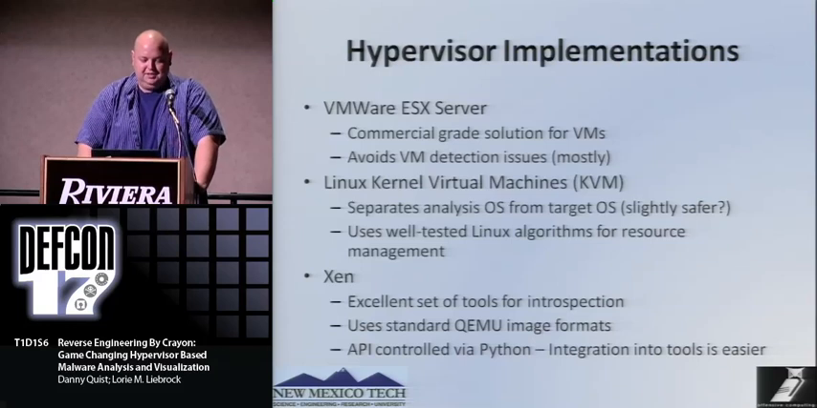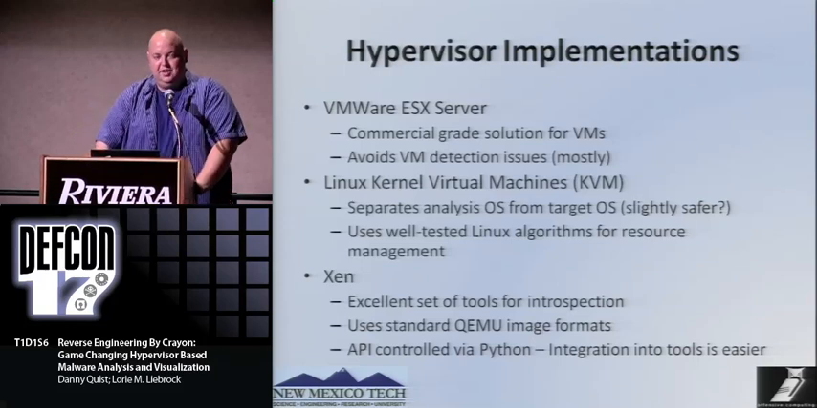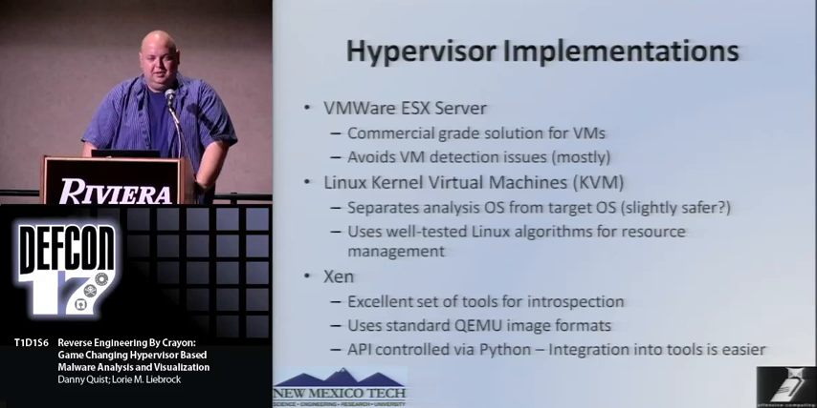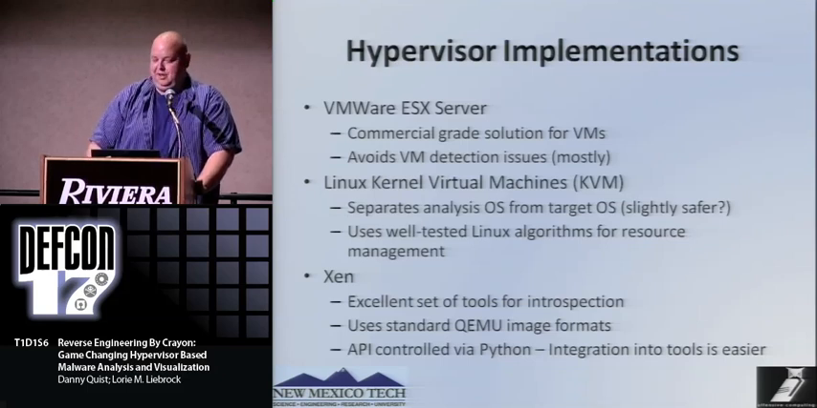Xen is really nice because it's got an excellent set of tools for introspection. And a lot of this has really been led by Georgia Tech, so hats off to you guys there. But what's nice about Xen is it uses a standard QEMU image format that's been set up a long time before. And it's an API that's fully controlled via Python, so you can integrate into tools. Oh, yay, Python.